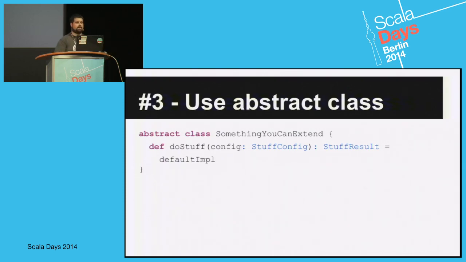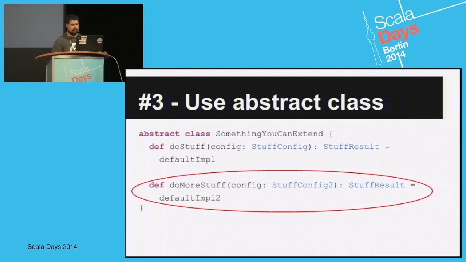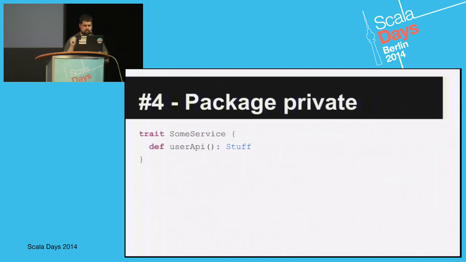But an abstract class, you can throw whatever the heck you want in it, and it generally remains binary compatible to add things. You can remove private things, you can't remove protected things, and you're okay. So it gives you a little more flexibility. So we can do more stuff, and it's just fine because it's an abstract class, and that gets extended correctly.